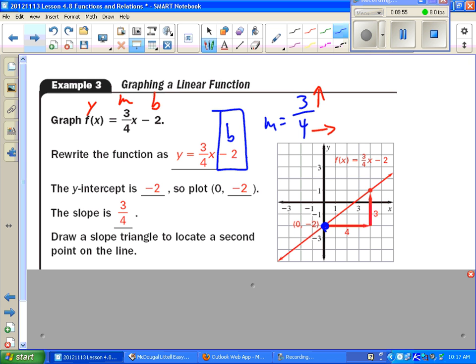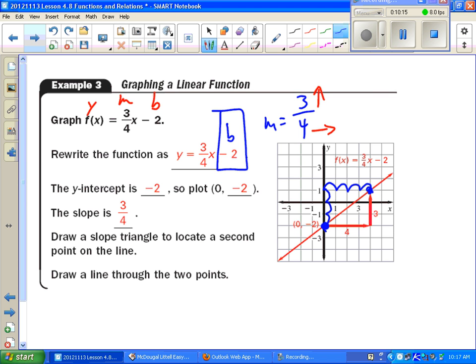Ignore this picture right now. Ignore how they have the red drawn. I don't like the way they have it drawn. But from our point, from negative 2, we need to go up 3 times. So up once, twice, 3 times. And then to the right 4 times: 1, 2, 3, 4. That's where your second point goes. And then you draw your line just like the picture they have. Again, slope tells you to go up 3 times and to the right 4 times since they're both positive.